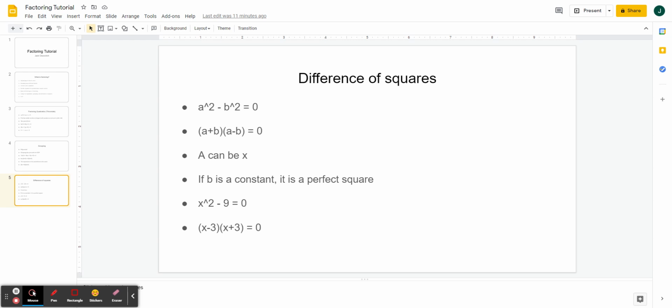If b is a constant, it will almost always be a perfect square. In order to use this method, it has to be a perfect square. So looking at it like this, it'll be something like x squared minus 9 equals 0, and that will just give us x minus 3 times x plus 3 equals 0, which makes it really easy to solve. Of course, x will be 3 and negative 3.